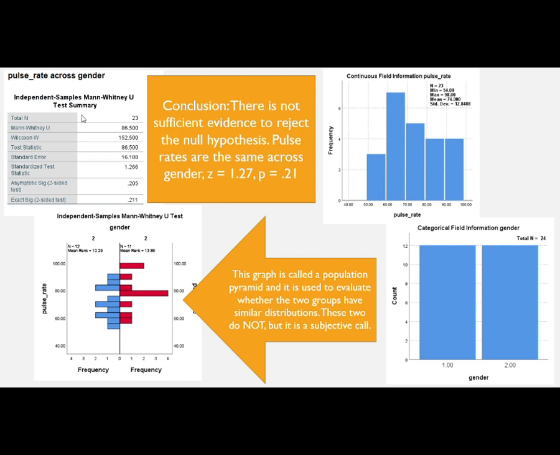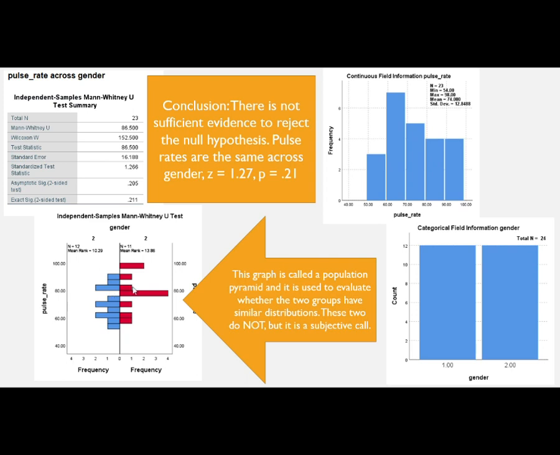All right, so then we get our output, right? And here we are, the independent samples Mann-Whitney U test summary. We have 23 in our data set. We get all these different test statistics, but we're going to use this standardized one. This is our Z-score. And it doesn't matter which one we use, we'll use the exact p-value. All right, so the conclusion is that there is not sufficient evidence to reject the null hypothesis. Pulse rates are the same across genders. Z is equal to 1.27, P is equal to 0.21.